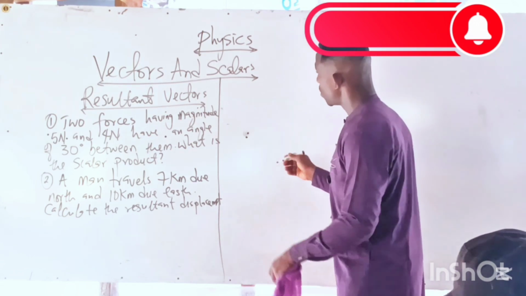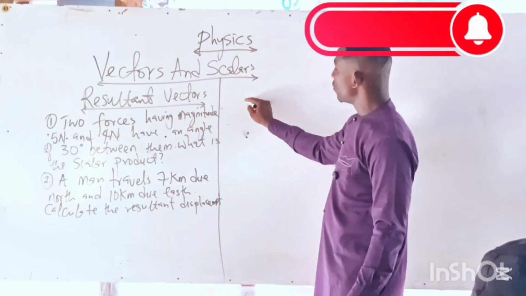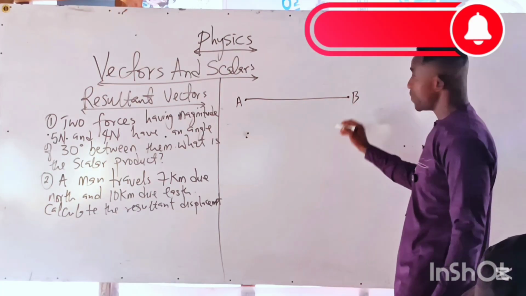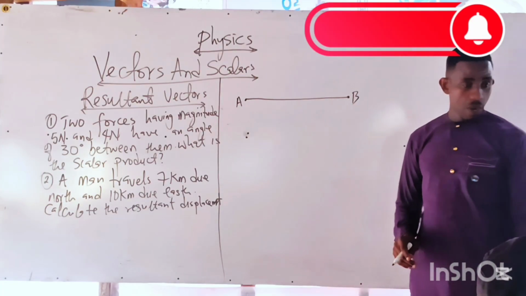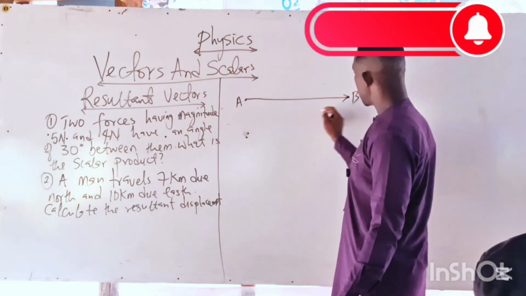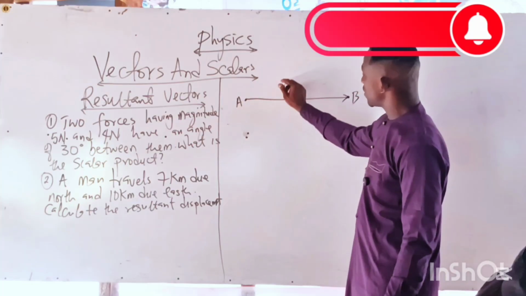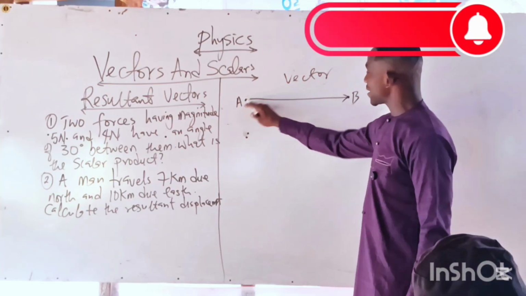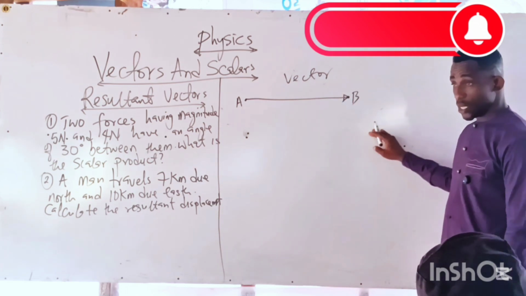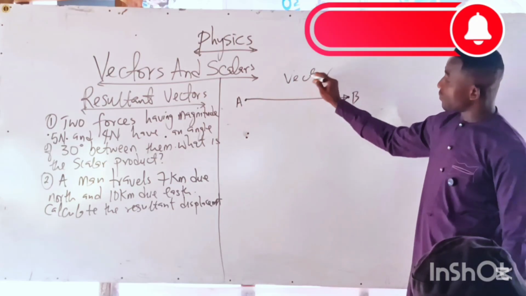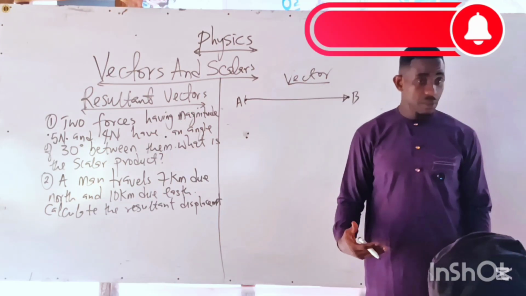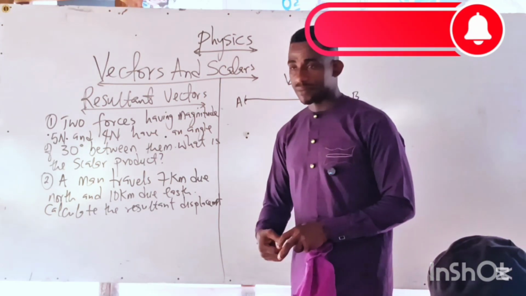So, if we have a body moving from point A straight to point B, we say that the direction from A to B is a vector quantity because it has an arrowhead. And this arrowhead shows that it has a direction. So it's going from A to B. And this is a vector because it has a magnitude, which is the size.